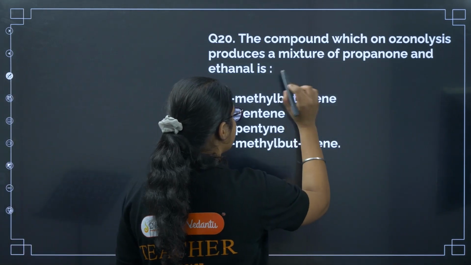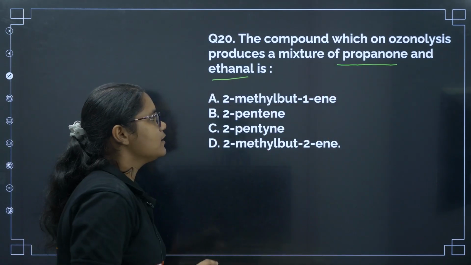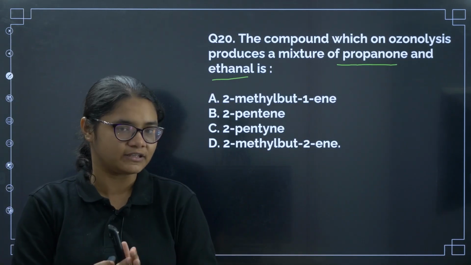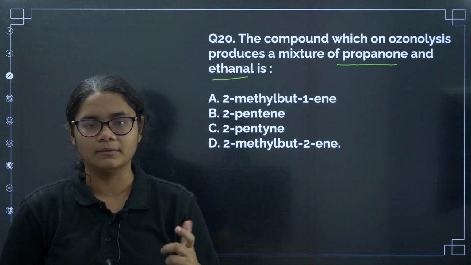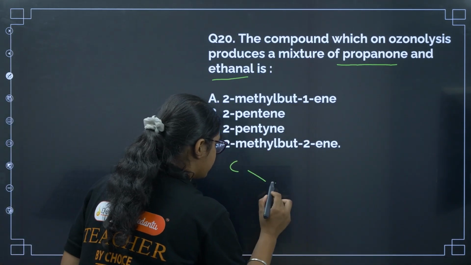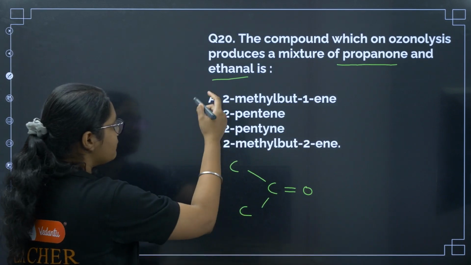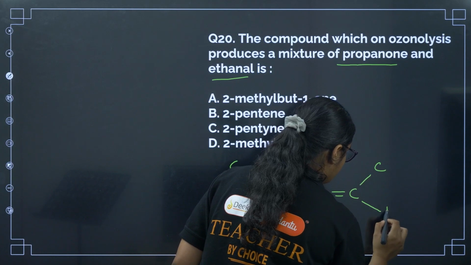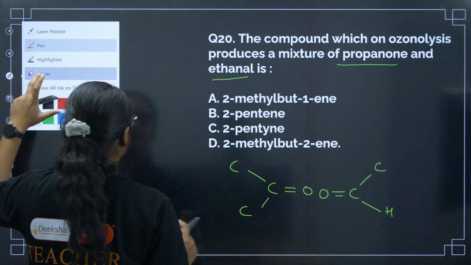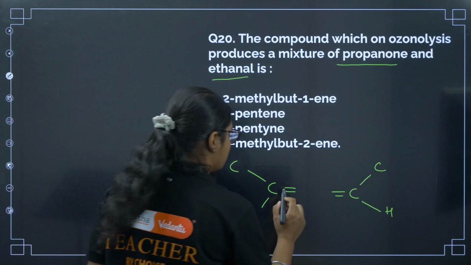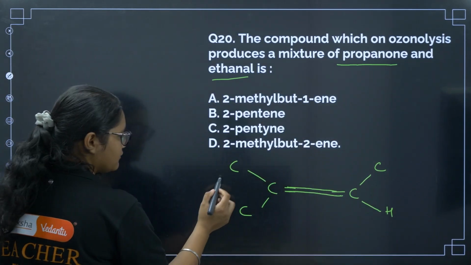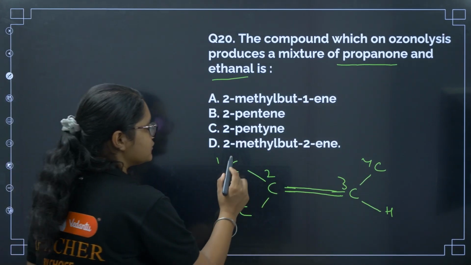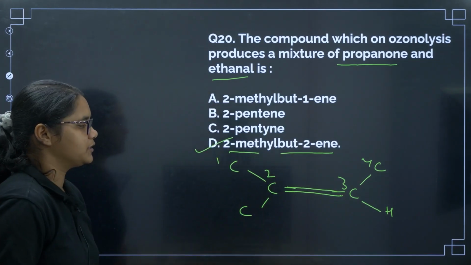The compound which on ozonolysis produces a mixture of propanone and ethanal. So when the products are given, just write both the products in such a way that the oxygens are in front of each other. Then remove the oxygen and connect them with a double bond. So now if you see the propanone structure, I'll write it like this, and one more is ethanal. Now what we can do is just remove the double bond oxygens here and connect them with a double bond. Now if you see 1, 2, 3 and 4, 4 carbons, and on the second carbon we have a substituent. So 2-methyl-but-2-ene. The correct answer is option number D.